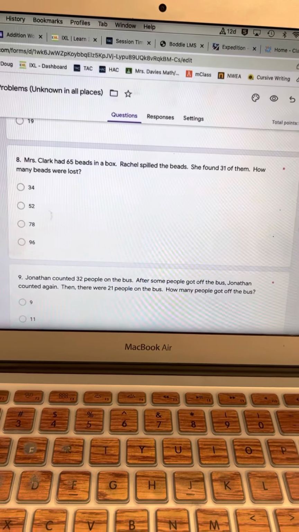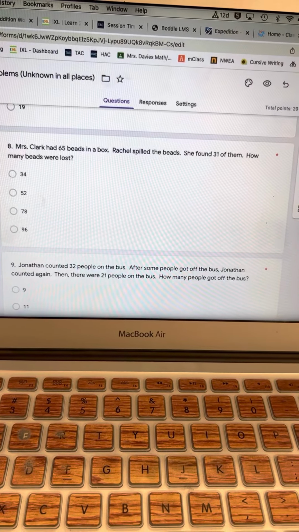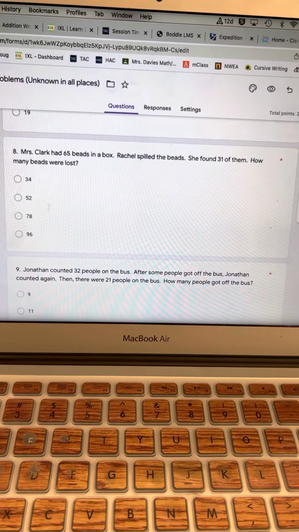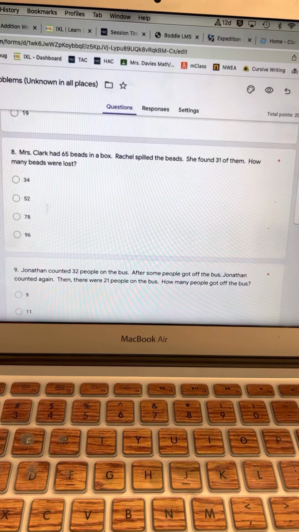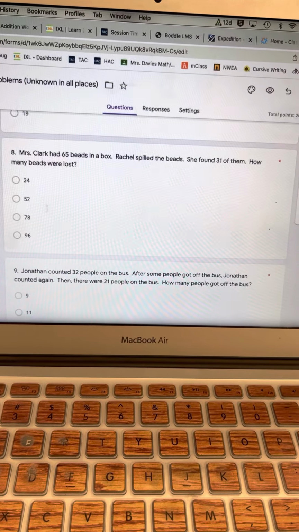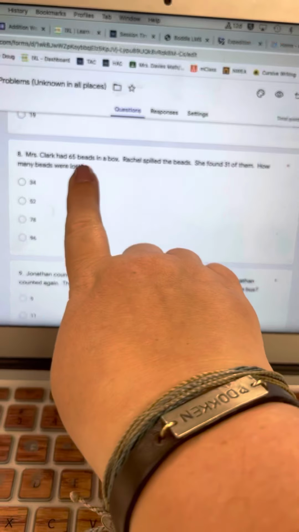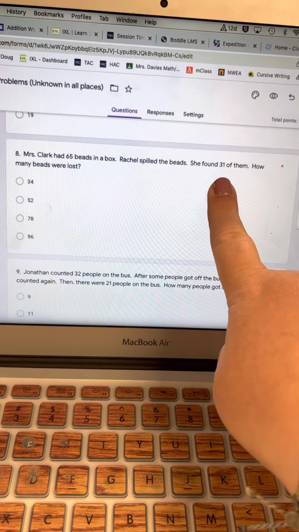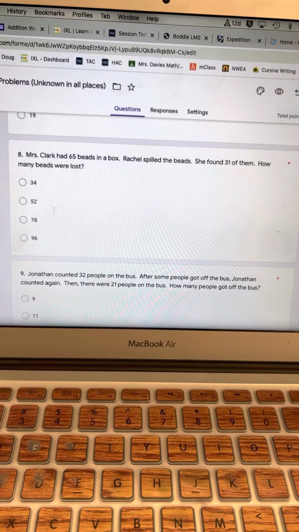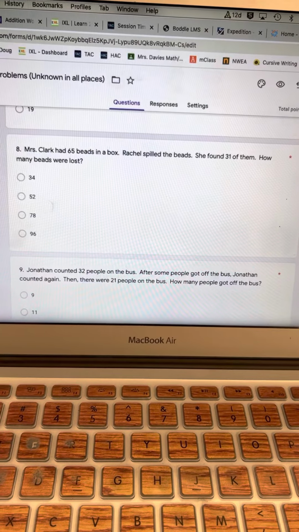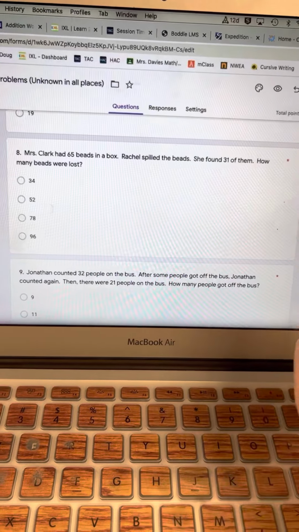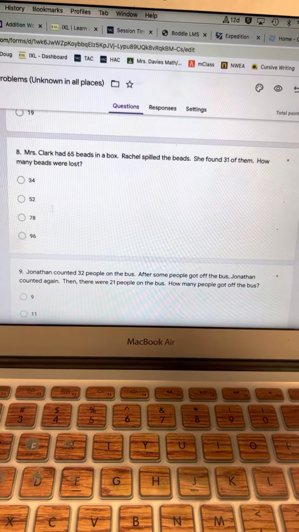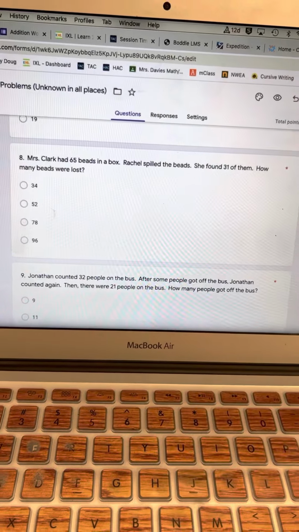Listen to this one. Number 8, Miss Clark had 65 beads in a box. She spilled the beads, so she lost some, and she found 31 of them. So how many beads were lost? So this time she had 65 beads, she lost some, and has 31 of them left, basically. So how many beads did she lose? So you're missing that middle number. So when you're missing either the middle number or the end number, we either have to subtract or we have to start at that small number and add up to the bigger number to see how much difference there is.